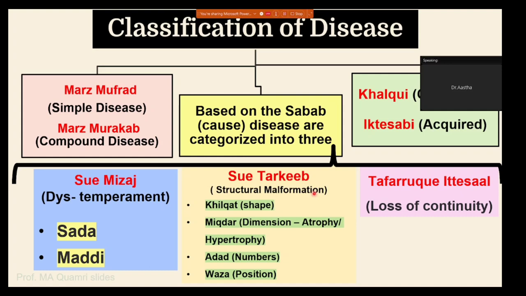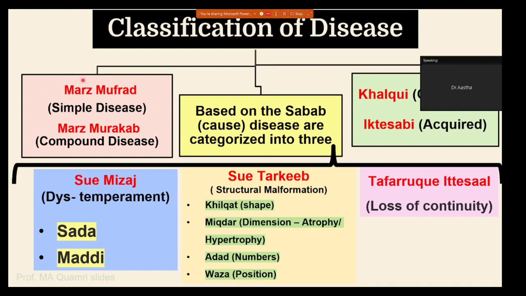Let me take you to the disease part. What the Unani system believes, we have come out with a classification of disease. Basically, Unani follows different methods of classification. Beyond that, the conventional systems categorize diseases as genetic, degenerative, or infectious. But we have our own classification of disease.